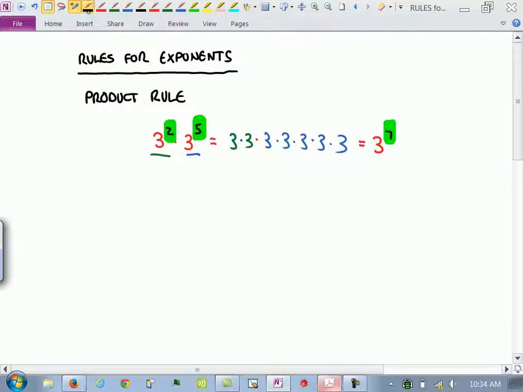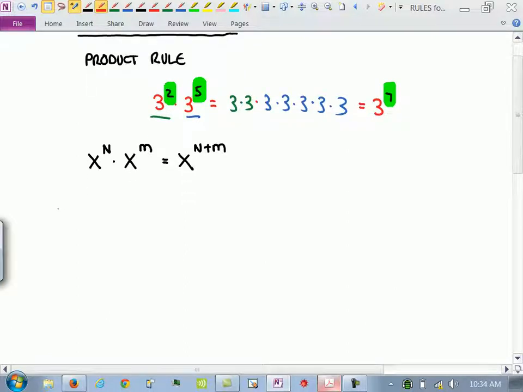So I'm going to put the rule in black below this. If I have a base x raised to some power n times x raised to some different power m, the answer is x to the n plus m. I add the two together. Let's do a couple of examples, and then I'll give you some work to try on your own here.